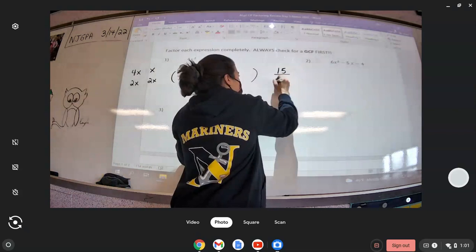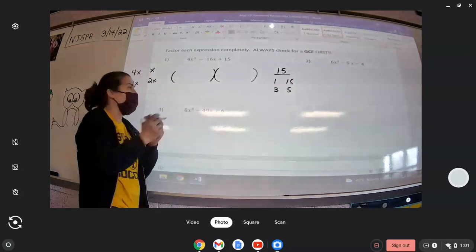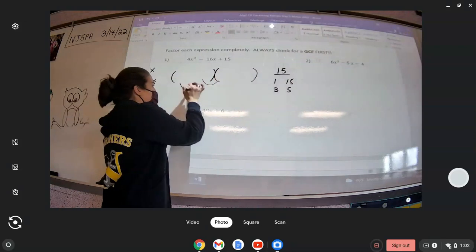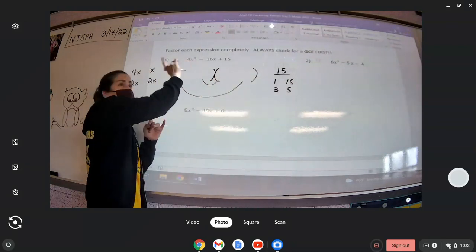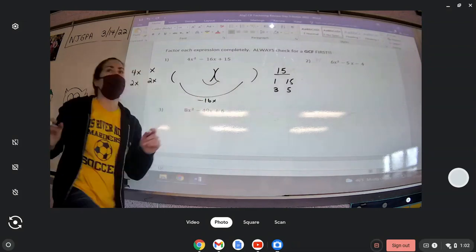So let's give ourselves some options, 1 and 15, 3 and 5. And then the last thing we know is that our inside and our outside rainbows have to add up to who? 16x. Negative 16x. Perfect. Guys, we got all the pieces.